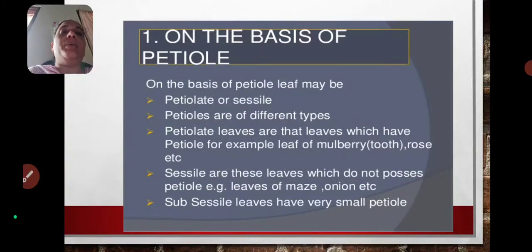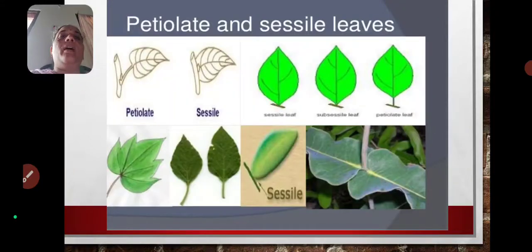And the petioles are of different types. Petiolate leaves are those leaves which have petioles, for example, leaves of mulberry. Sessile are those leaves which do not possess petiole, for example, leaves of maize, onion, etc. For example, here are the pictures showing petiole and sessile.